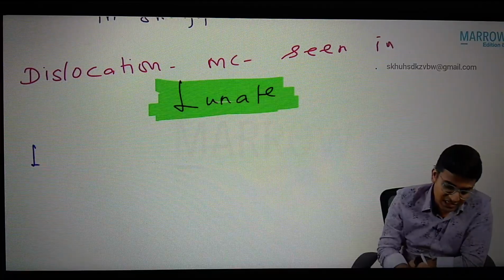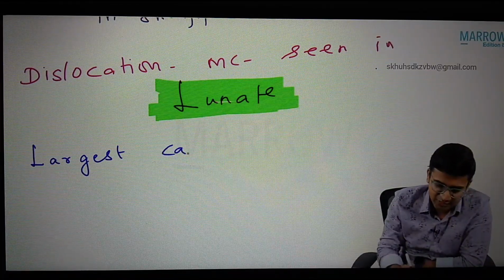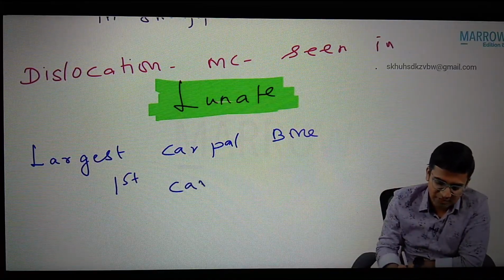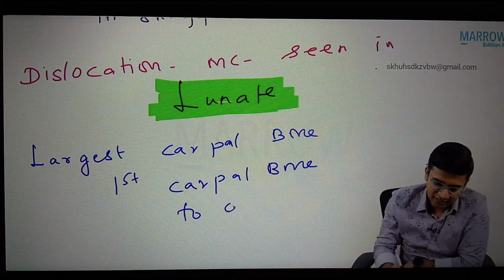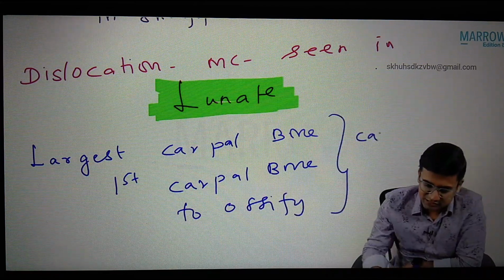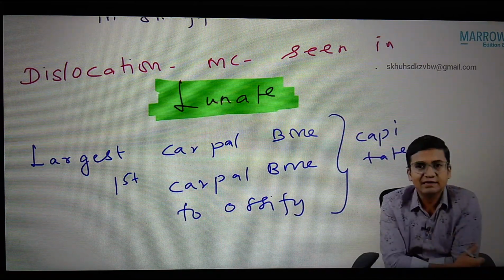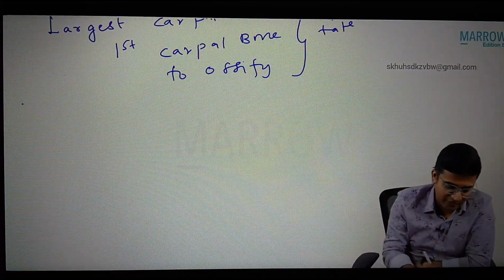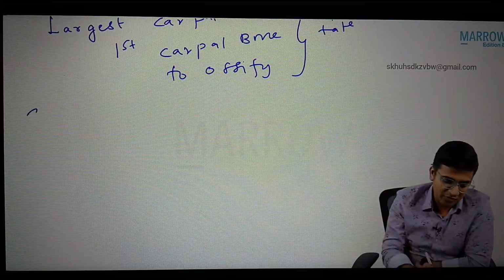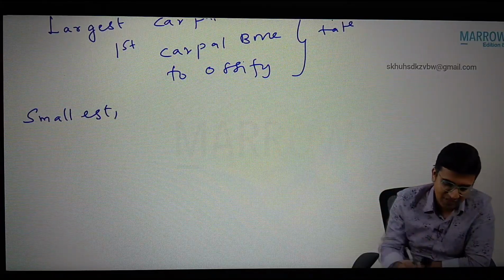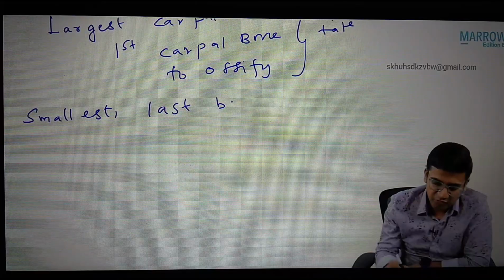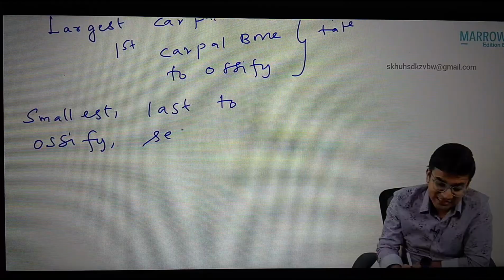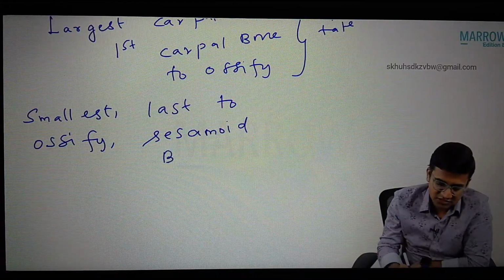Next, largest carpal bone, and first carpal bone to ossify. Okay, that is capitate. Okay, next, smallest carpal bone and last carpal bone to ossify, and that is also a sesamoid bone. That is also the sesamoid bone.